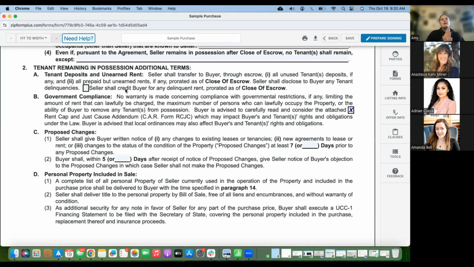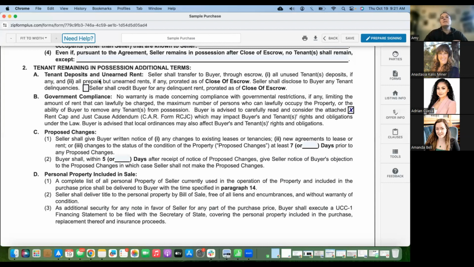So prorated rent means, hey, the tenant has paid rent for all of October, and the seller has that rent in possession. So we're going to take that rent, divide it by 30 days, and then multiply it by 11 days, because the 20th through the 31st is 11, and that's the remaining days for that month. And then the buyer is going to get a credit for that unused rent. In addition, the deposits are going to transfer over as well. So that's what 2A is outlining.